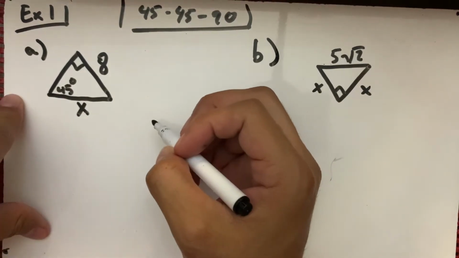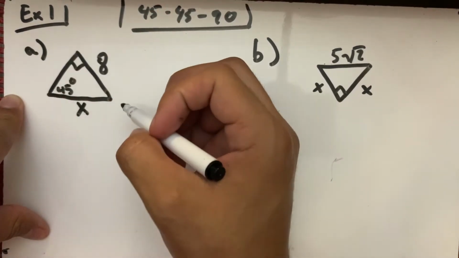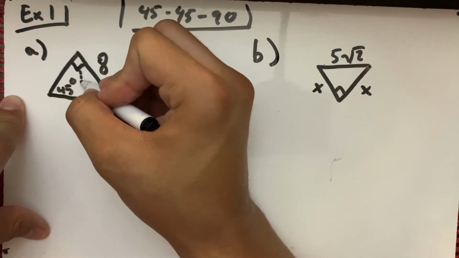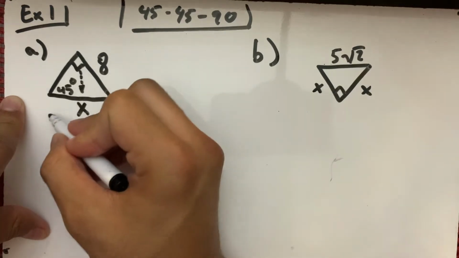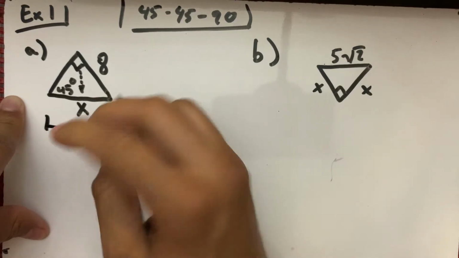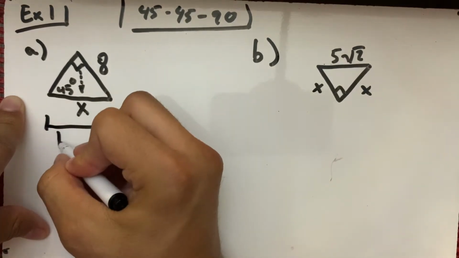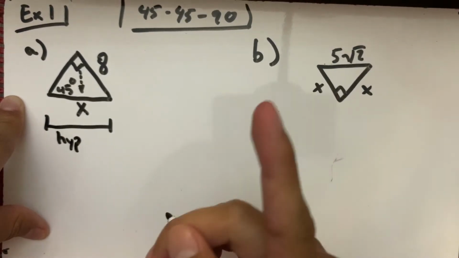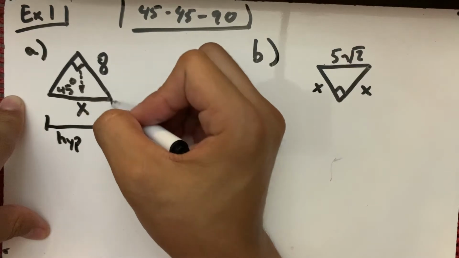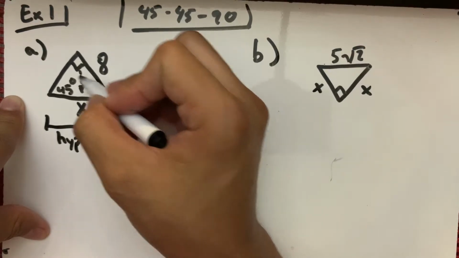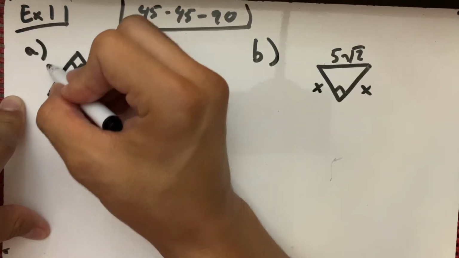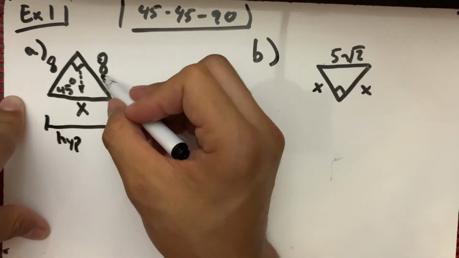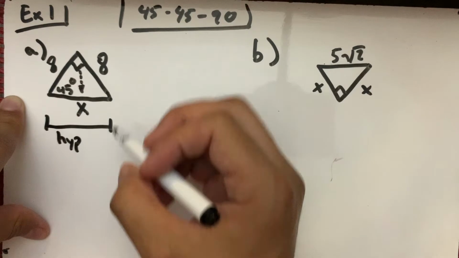Whenever you're dealing with right triangles, it's always best to identify the hypotenuse. So if this is the right angle right here, that means opposite of it would be this x value. So this side length right here is the hypotenuse. Okay, and then we know that the 45, 45, 90 triangle is, if you have this side length right here, then this opposite side right here has to be 8 as well. And the hypotenuse is going to be 8 times the square root of 2.